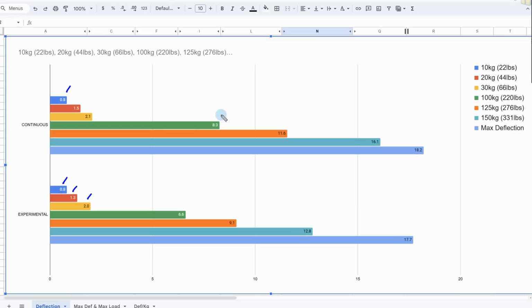Now, if we jump up to 100 kilograms, we're starting to see quite a big difference in deflection. This is in millimeters, 6.6 and 8.3 millimeters. Then 125, 9.1 millimeters for experimental, 11.6. 150 kilograms, 12.8, and then 16.1. And then we have max deflection. So the continuous deflected more overall than the experimental did.